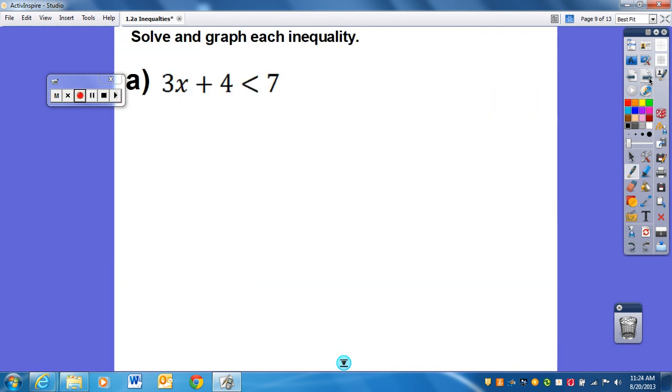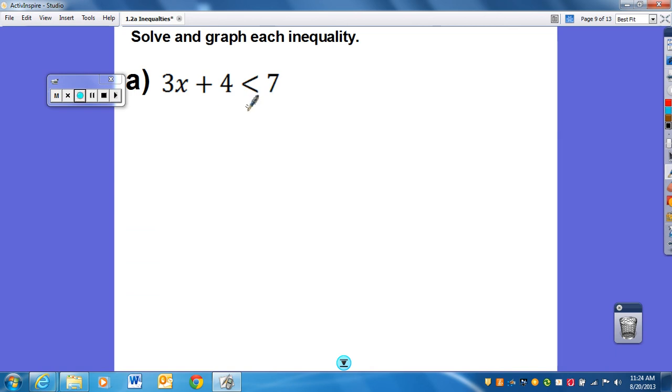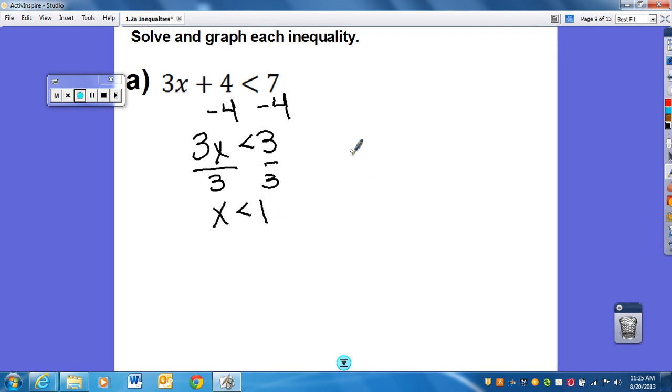Let's take a look at our first example with solving. I have 3x plus 4 is less than 7. Other than the fact of flipping the symbol when we divide or multiply by a negative number, we're going to solve these the same way we did equations. We're going to do the opposite operation, so I'm going to subtract 4 from both sides. I have 3x now is less than 3. And now I'm going to do the opposite operation, which is to divide both sides by 3. And my inequality remains the same. So I have x is less than 1.